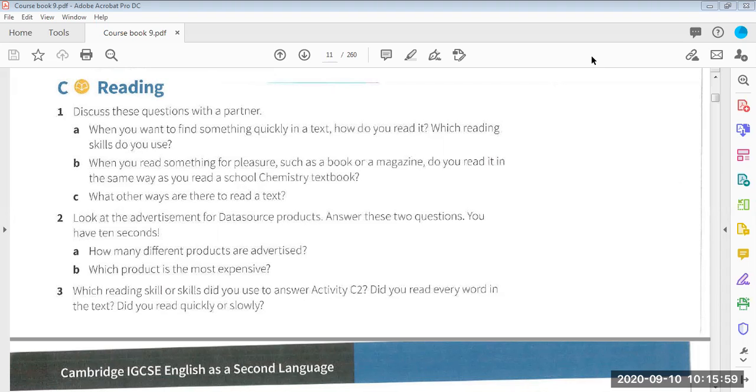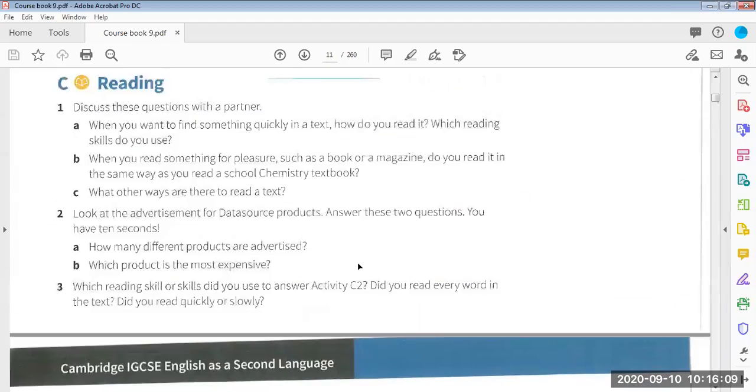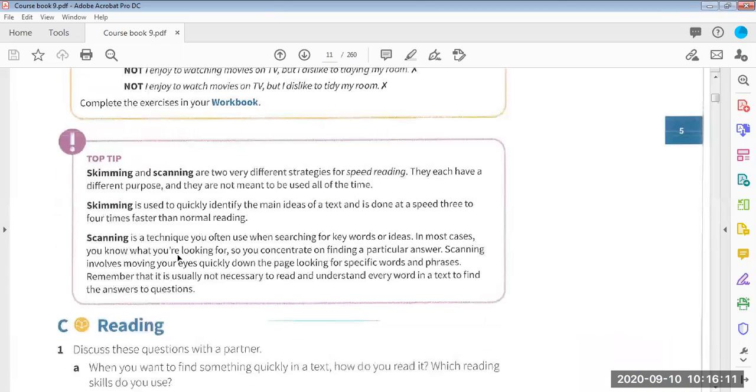Today we started exercise C, English student book, page number 6 and 7. This exercise is the practice of two reading skills, skimming and scanning. Skimming and scanning are two very different strategies for speed reading. They each have a different purpose and they are not meant to be used all the time.